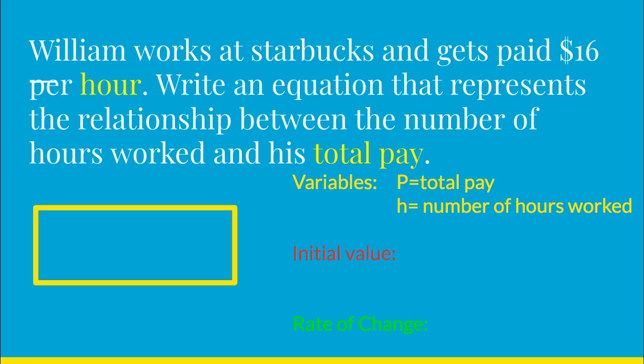The starting value, our initial value here, is 0. If he works no hours, he does not get paid anything. And the rate of change, what is this going up by each hour? It's going up by 16 each hour. So the total pay equals 16 times the number of hours plus 0. We don't need to write plus 0 because that's not going to change anything, so we can just leave it as 16 H.